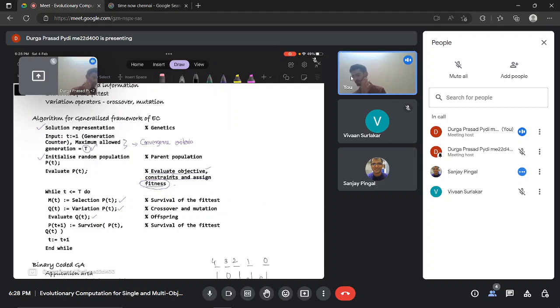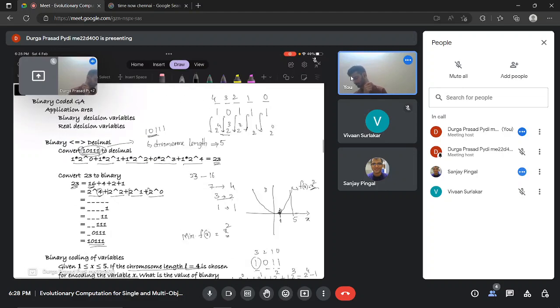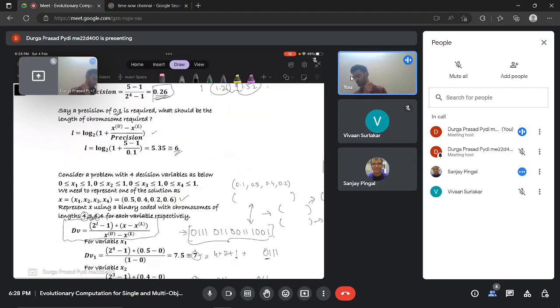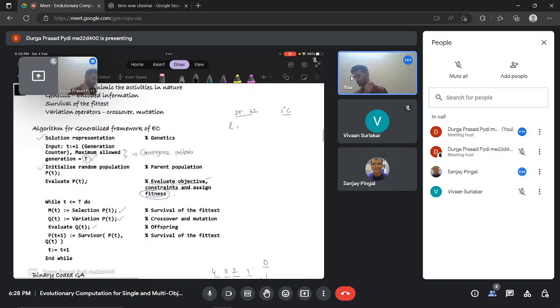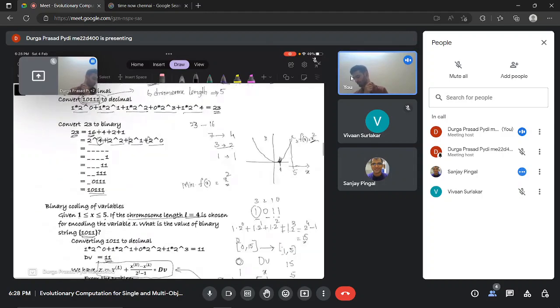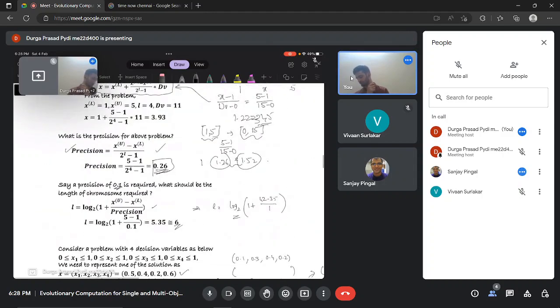If you are saying human temperature, say 35 to 42, and your precision is say 1 degree centigrade, from this you come up with your length of chromosome, as we have seen previously. You can use this particular formula, where the length is based on 42 minus 35 divided by the precision required. This will give you the length of chromosome you need to use, and once you decide it, you use again this particular formula to come up with your binary strings, as we have done previously.